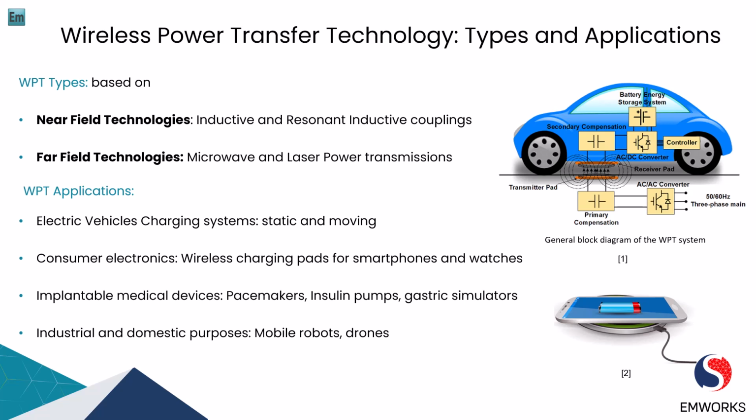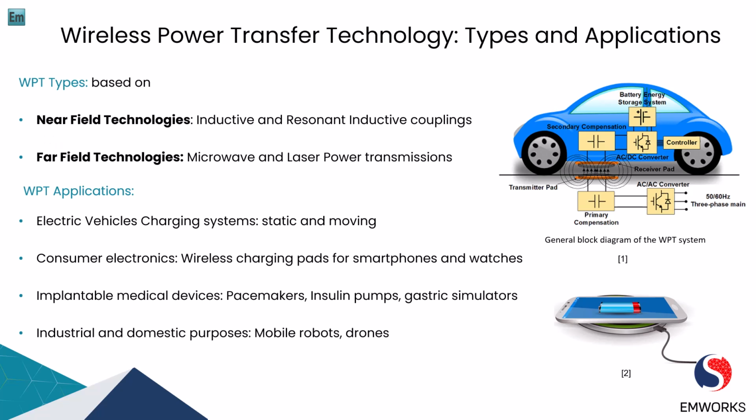Far-field technologies, on the other hand, operate over a longer distance, from several meters to several kilometers. Microwave and laser power transmissions are the two most common types of far-field technologies. In microwave power transmission, the power is transmitted through electromagnetic waves in the microwave frequency range, typically 2 to 3 GHz, while in laser power transmission, power is transmitted through the use of a focused beam of light.